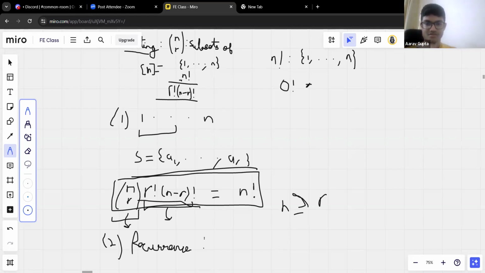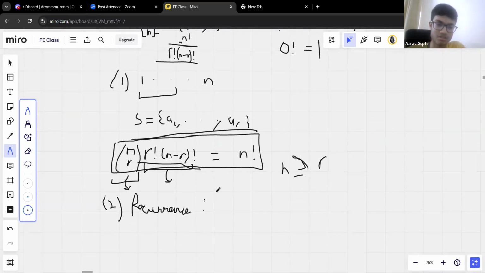For r equal to 0, this will become 1. For r equal to 1, this will become n factorial upon 1 factorial, which is 1, times n minus 1 factorial. But n factorial will be n into n minus 1 factorial. So for n choose 1, this is also n.